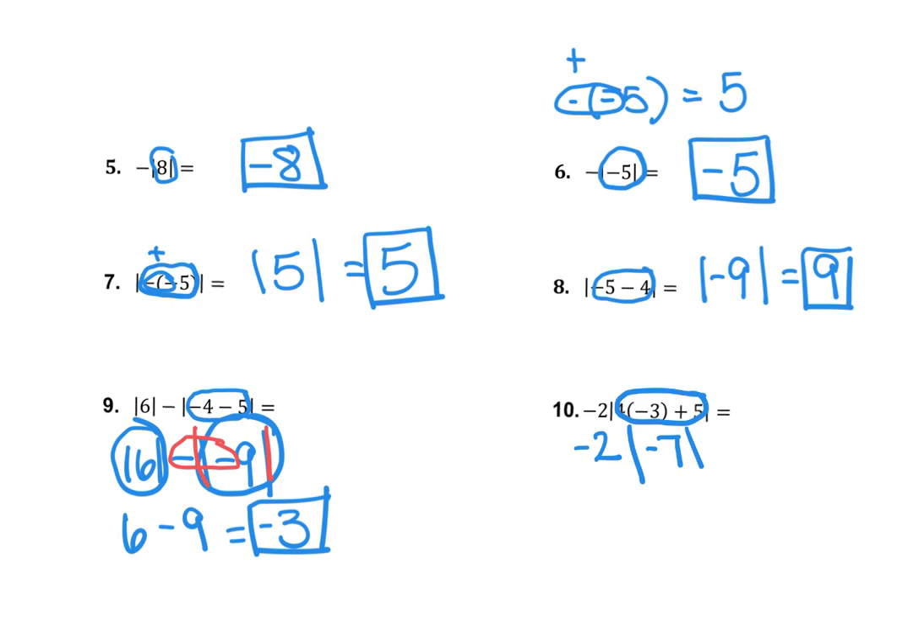So now what we need to do is we need to then take negative 2, and now let's evaluate the absolute value of negative 7. The absolute value of negative 7 is positive 7. And so our answer is going to be negative 14.